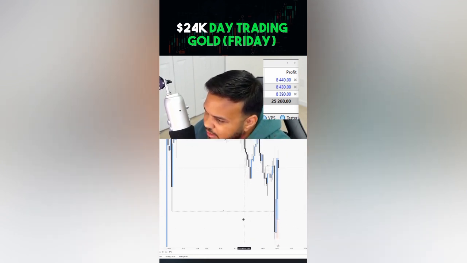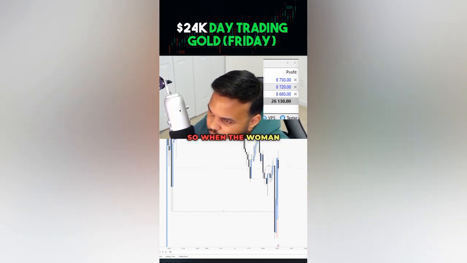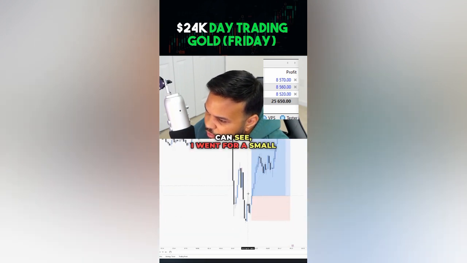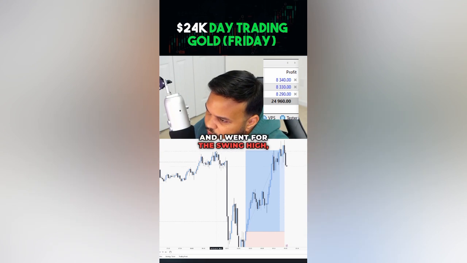I always take it on the 5 minutes, but with the pressure and everything, it was there: liquidity, trend, break in my favor, like everything was there. I decided to go into the 1 minute. So on the 1 minute, you guys can see, I wait for a small lower high, higher low, and then break. Enter here, 30 pip stop loss, and I went for the swing high, which is going to be a 1 to 3. So this is basically my trade, guys.